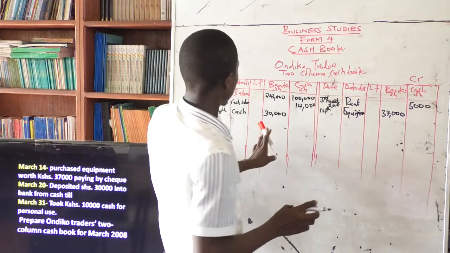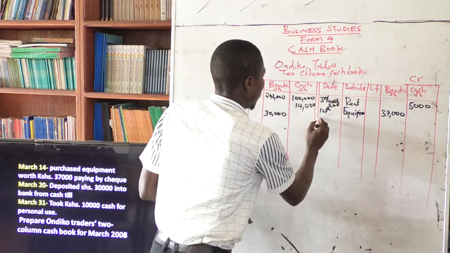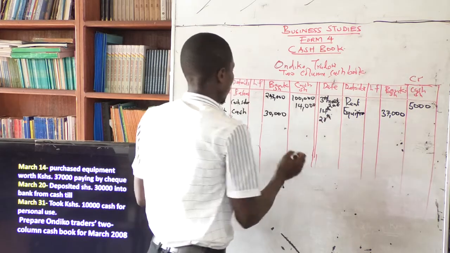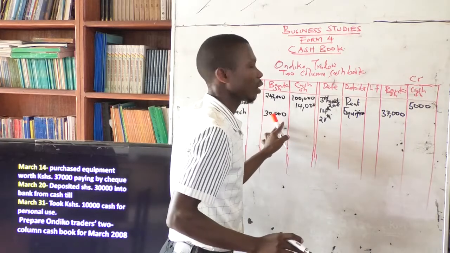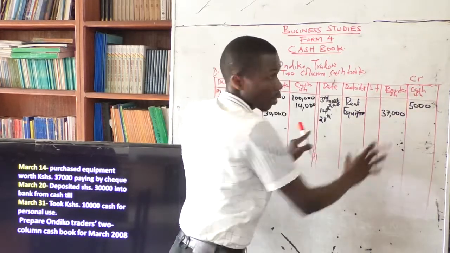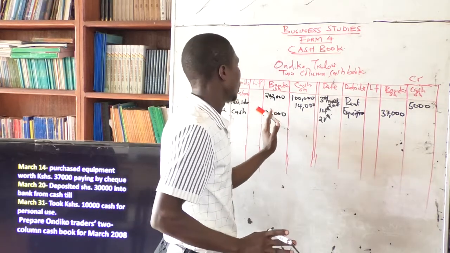30,000. Then you come also in the same dates. It was 20th March, and this 30,000 was taken to bank. So in the cash it was reduced. That's why we are recording the CR. In the bank it was increased. That's why we are recording in the DR.